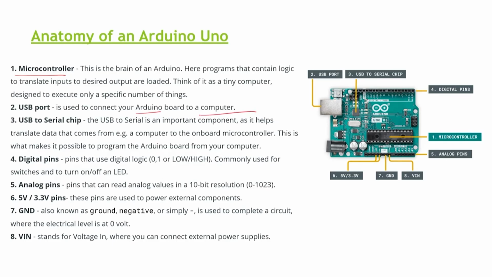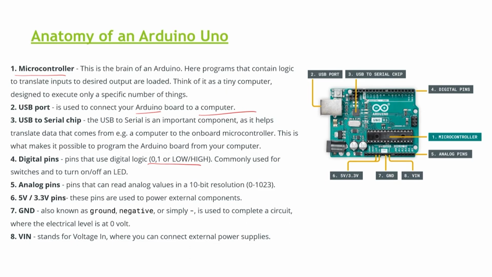Then USB to serial chips are there for the serial communication, and then there are digital pins, pins that will use the digital logic. So, commonly 0, 1 or low to high. That is generally used as switches for turning on and off. Let us say you have to turn an LED on and off, then it is high for the on situation and low when it is not there. So, that is how you can actually work on it.